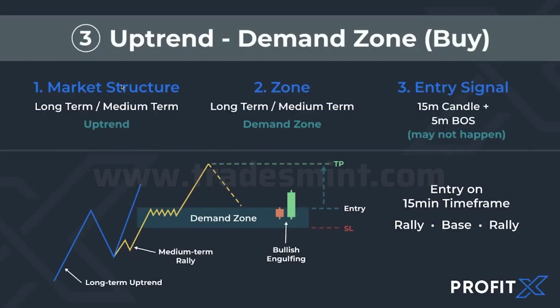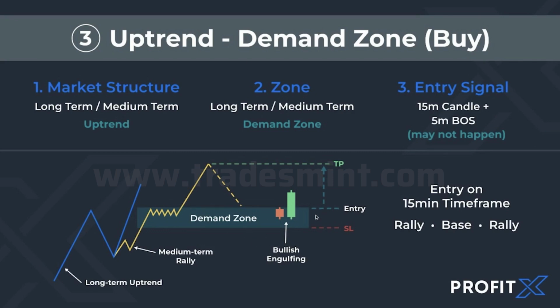So for the uptrend demand zone, this is when we're buying. Number one, market structure is long-term uptrend. So this blue line represents the long-term uptrend. The medium term would be the yellow line right here. It's uptrending as well. That medium term time frame leaves us a demand zone. This one may still be creating its candle, the long term, but the medium term is going to print a demand zone for us. Normally the demand zone will be on top of or in line with the longer term zone. So long term uptrend, medium term uptrend, demand zone, okay?